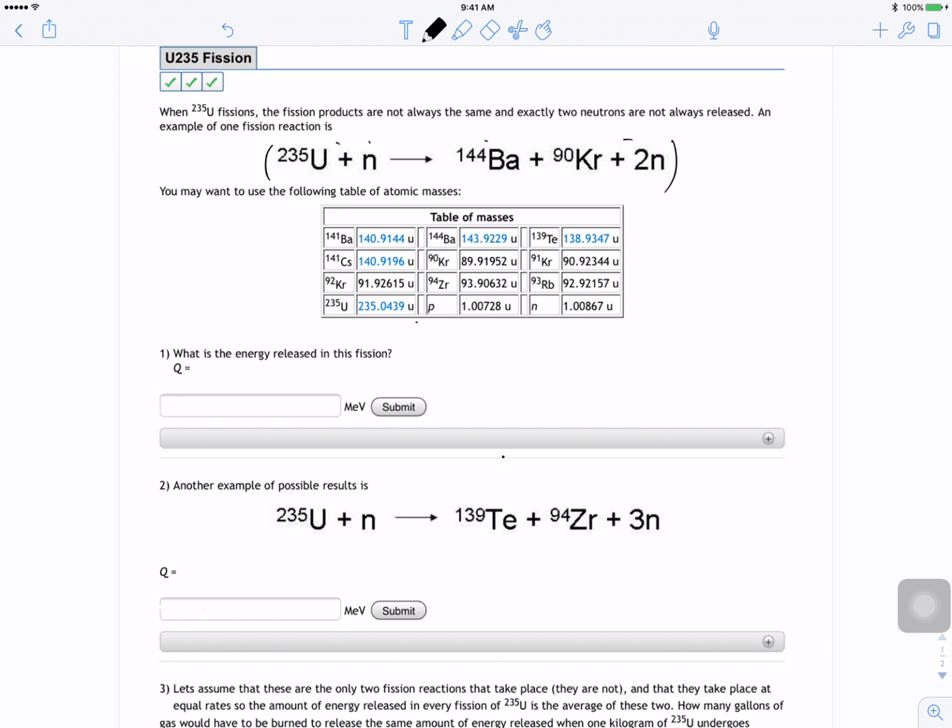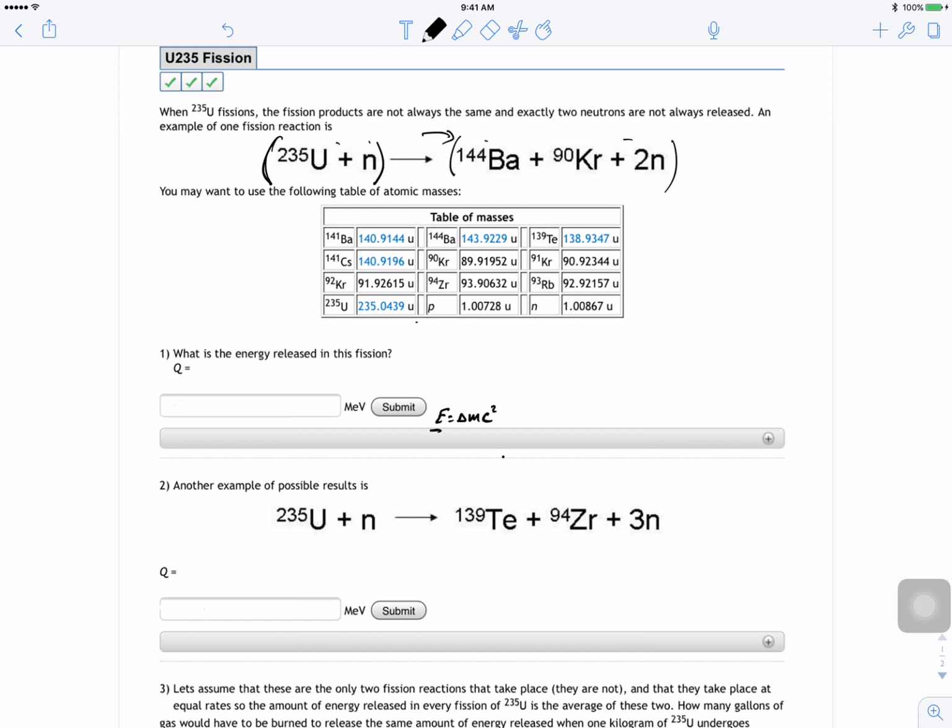So basically, the summation of the masses of these two products is going to be less than this one, because there's going to be energy released from the loss of mass. From there we can use the equation E equals delta m c squared to find the energy. So we just need to find the delta m.